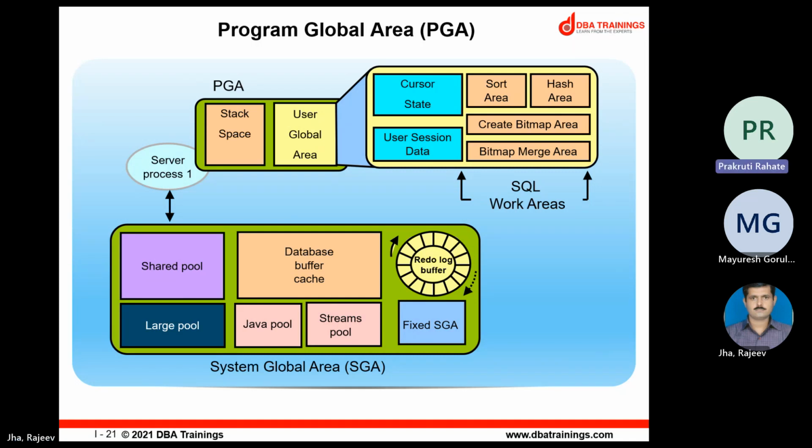Okay, means the query is divided between these areas, like stack space is something different. Correct. Sorting is for order by, hash is for joins. Join purpose. Yes. Correct. Okay, got it. So that's where this PGA will work.